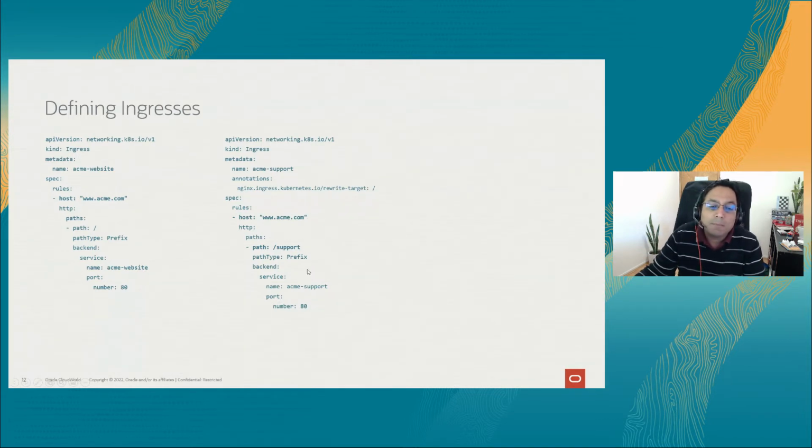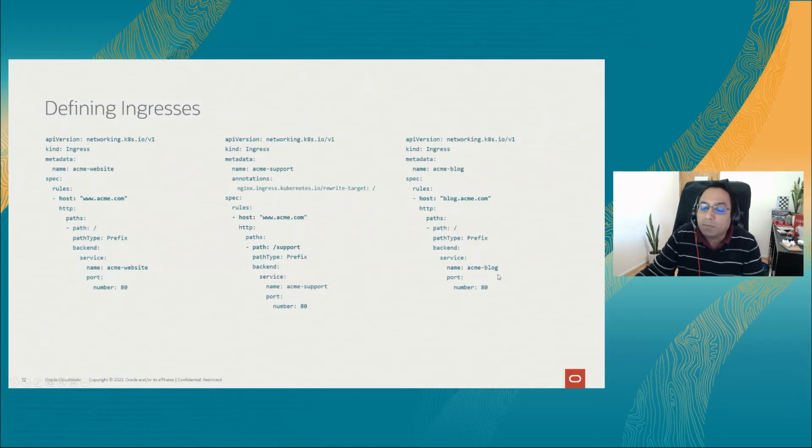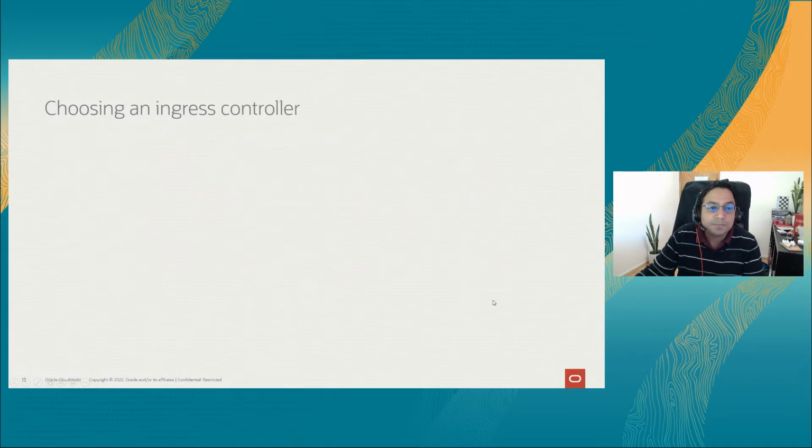Now, possibly the Acme support application or service is not expecting a slash support at the end. So what we can do is just do a rewrite target. When the request eventually lands on the Acme support service, it strips out the support. And then finally, as I mentioned, we can combine the two of them. In this case, we're changing the host, but we decide to keep the path the same, and we send the request to the Acme blog service.